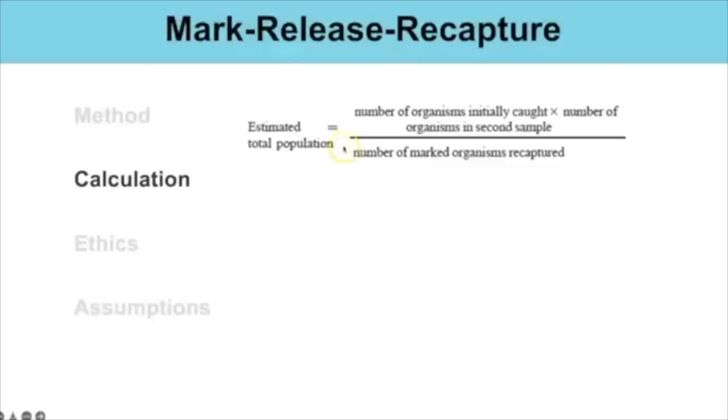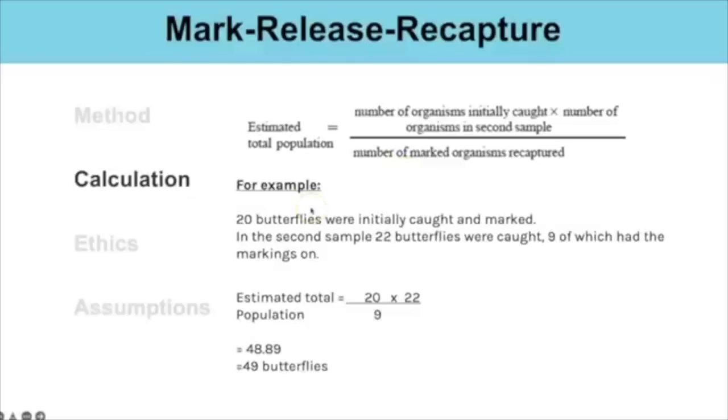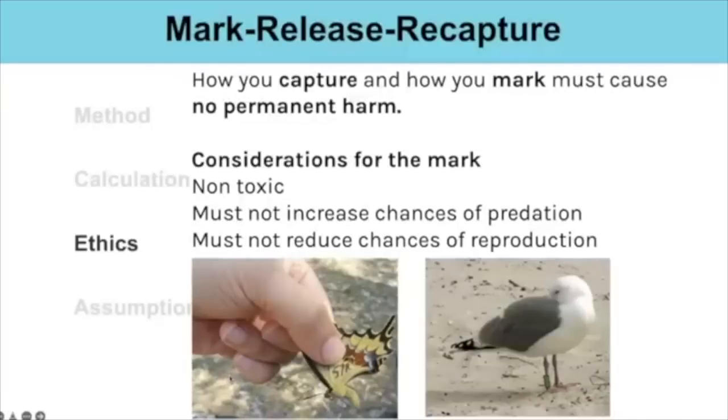So here's our calculation. To estimate the total population, you would do the number of organisms initially caught times by the number of organisms in the second sample, divide that by the number of organisms that you recaptured. So here we have an example where we caught 20 butterflies. In the second sample we caught 22, and 9 of them were from the original 20 that were marked. So that would mean we had 48.89, but we have to round up to have a whole number. So 49 butterflies.